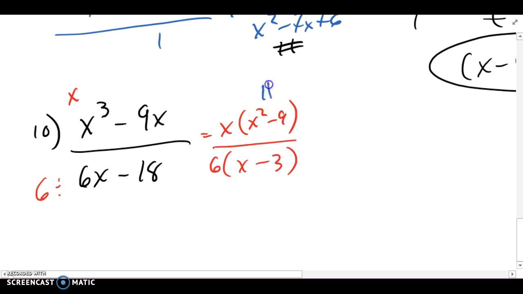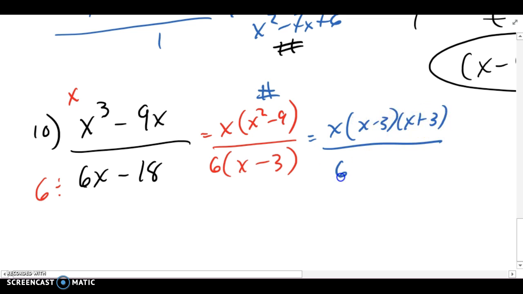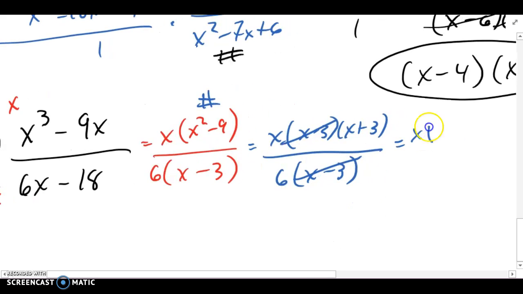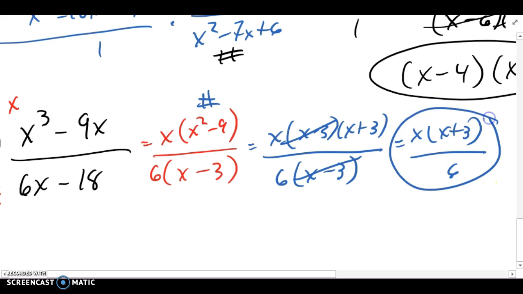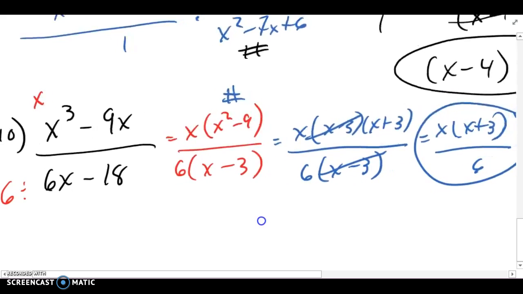Then we can tic-tac-toe this up top. So we're going to get x minus 3, x plus 3, and then 6x minus 3. Then we can cancel. So we have x. What's left is the x plus 3 on top, and the 6 on bottom. And that's how we would do that one with the GCF.